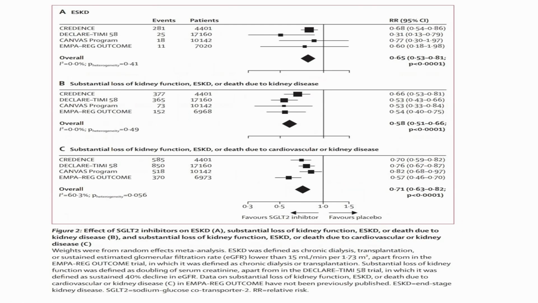This figure shows the effect of SGLT2 inhibitors in end-stage kidney disease, substantial loss of kidney function, and death due to kidney disease, and cardiovascular and kidney diseases. In all the studies, the odds ratio has come below 1. It shows that it plays a significant role in reducing the risk of kidney injuries.